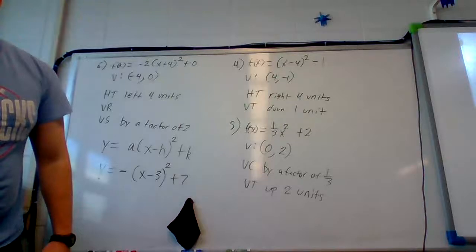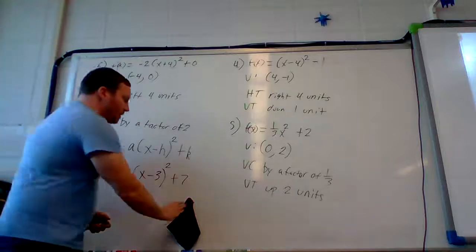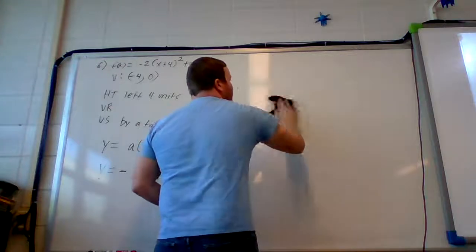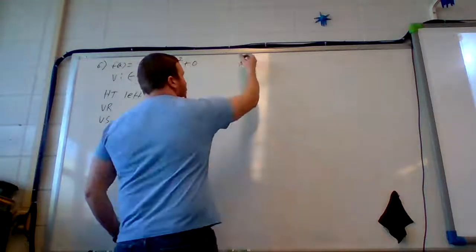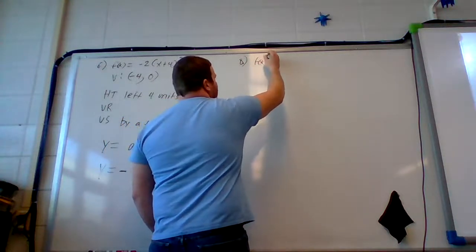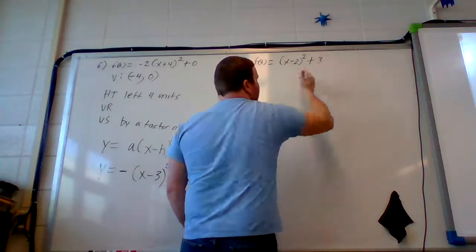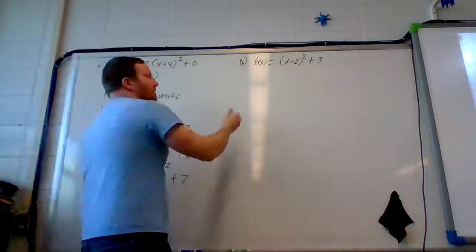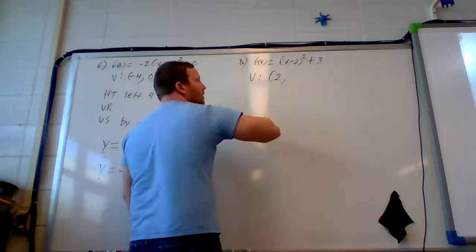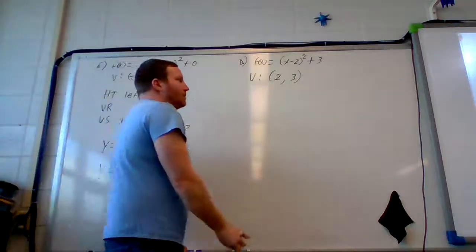Next thing it says, give the vertex and the axis of symmetry for each function, then graph it. So in this case, we're going to use our calculator to help us. But first, let's find our vertex. So number 8, we've got f of x equals x minus 2, that quantity squared, plus 3. So our vertex in this case, again, opposite of the inside, so 2. And then our k value is 3. So our vertex is at 2, 3.